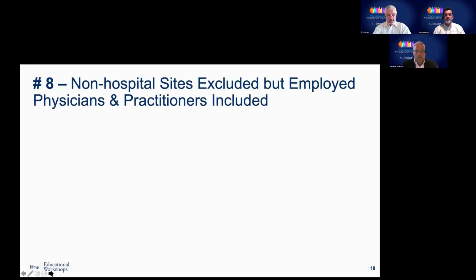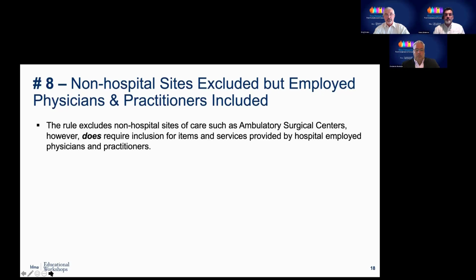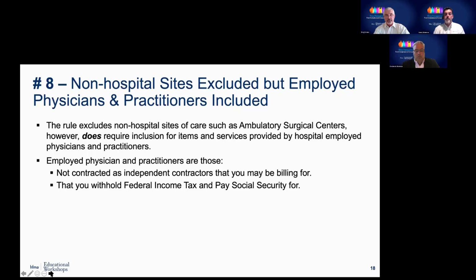As to number 8, the rule excludes non-hospital sites of care, such as ambulatory surgery centers. However, it does require inclusion for items and services provided by hospital-employed physicians and practitioners. And we had this defined. Employed physicians and practitioners are basically those that are not independent contractors that you may be billing for, but they are considered employees if you're withholding federal income tax and paying Social Security benefits for them.